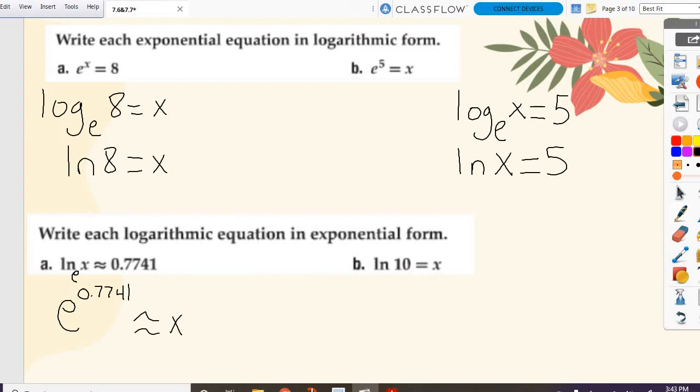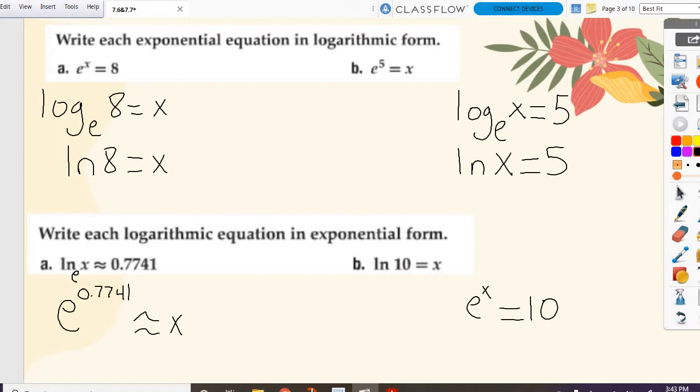Over here on the other side, we're going to do the same thing. So remember, we have an understood base of e. And so this would become e to the x power this time equals 10.